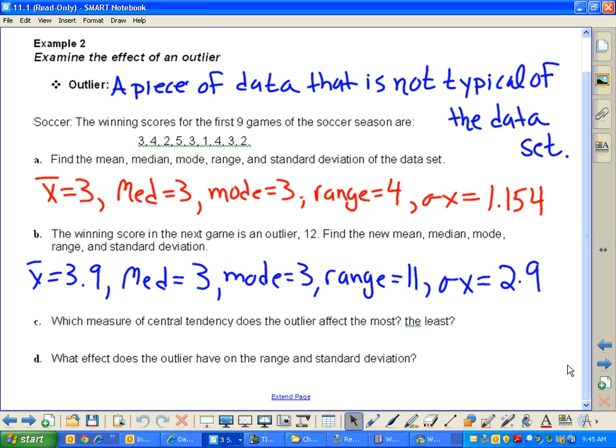You are correct. If you have a high outlier, it's going to yank that average up. If you have a really low outlier, it yanks it down. The least affected would have been our mode. And then for central tendency or standard deviation, both were affected.